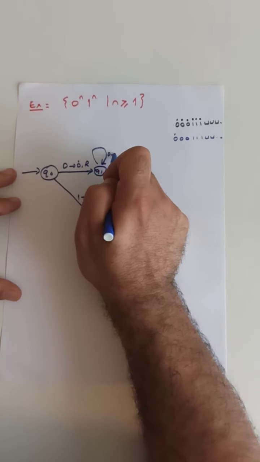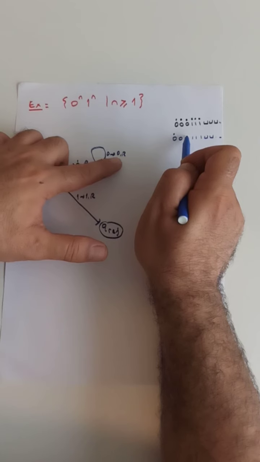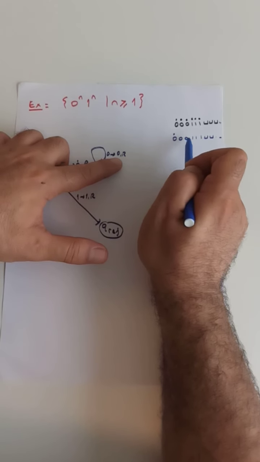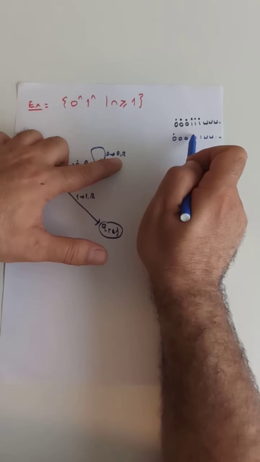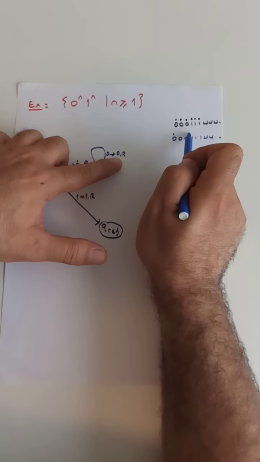So 0, 0, R. This says that if you see this 0, just replace it with the same symbol 0 and make a right move. So the tape head is now here. If you see a 0, then again replace it with the same symbol 0 and make a right move, and now the tape head is on the symbol 1.